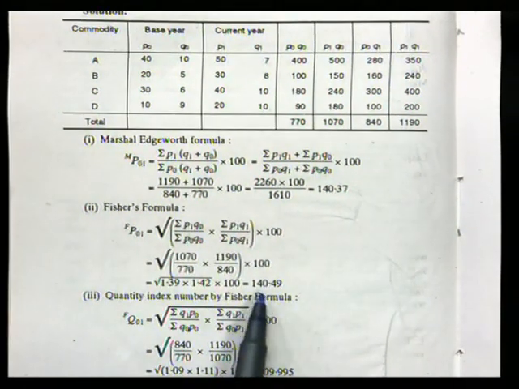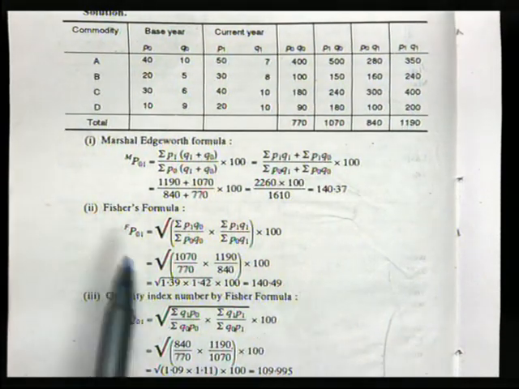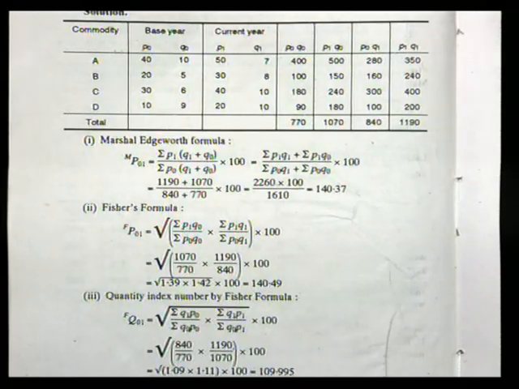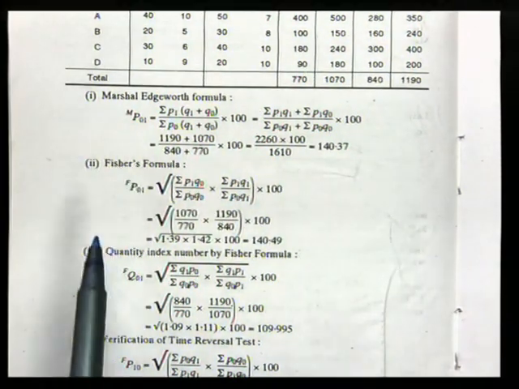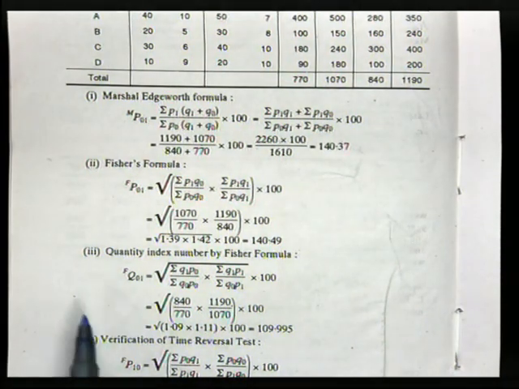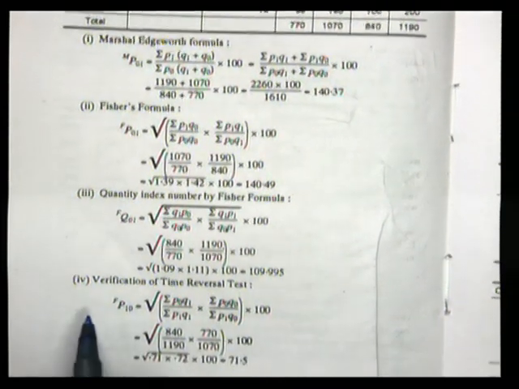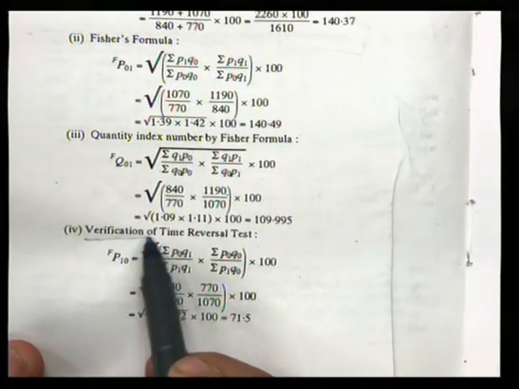You can see the difference. Fisher's price index number is 140.49. Fisher's quantity index gives us 109, which is lower than the price index number. Now Marshall Edgeworth, Fisher's price and Fisher's quantity index numbers are calculated in this way. Now we go for the verification of the time reversal test and factor reversal test.